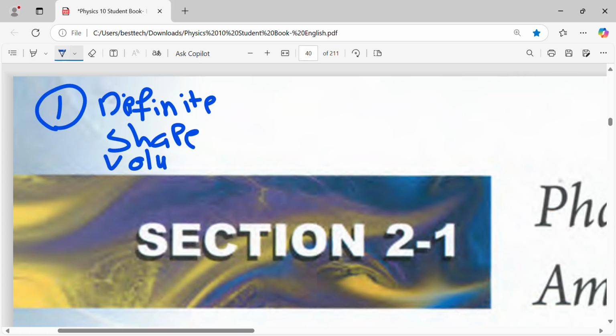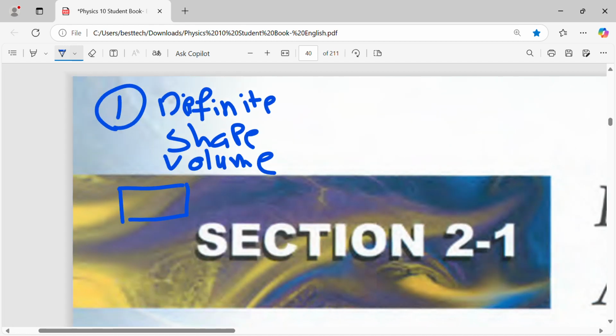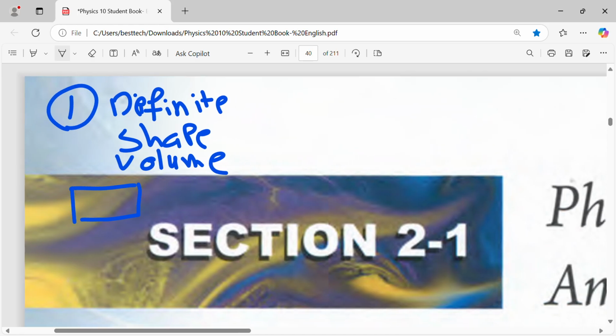The volume and the shape of the solid are clear. For example, you have this object. Look, the shape of this object is clear, and the volume too. We can find the volume of this, and it's clear by the ruler. And the shape is clear too. It's definite.